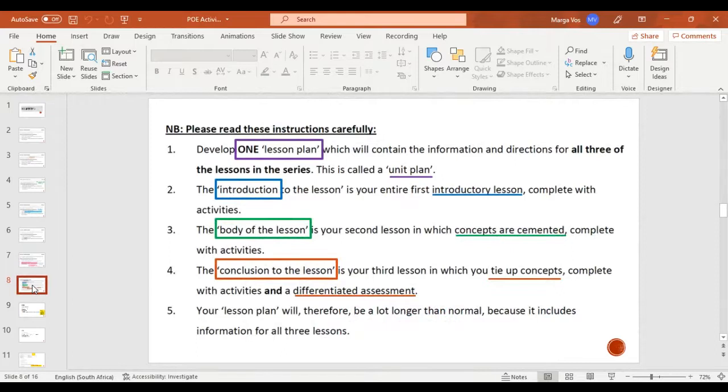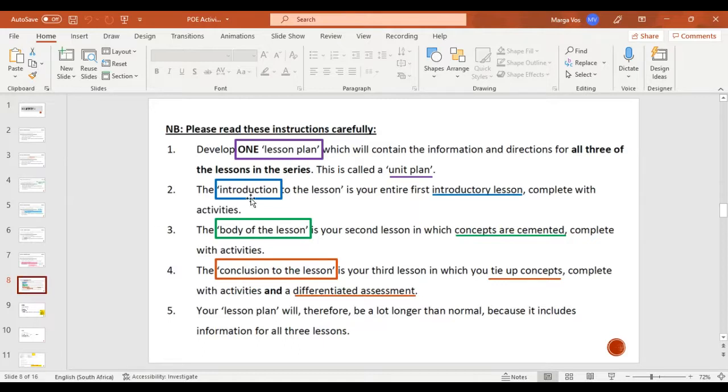Right, so the instructions are as follows. Develop one lesson plan, which will contain the information and directions for all 3 of the lessons in the series. This is called a unit plan. So you are only going to use one lesson plan. You're going to use your template, and you are only going to do one lesson plan. And you are going to elaborate in the introduction section, the body of the lesson, and the conclusion of the lesson to have the 3 lessons.